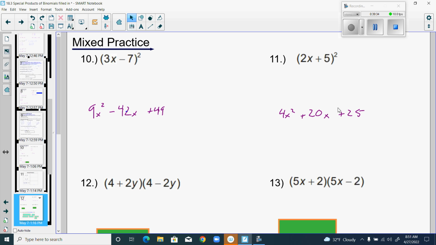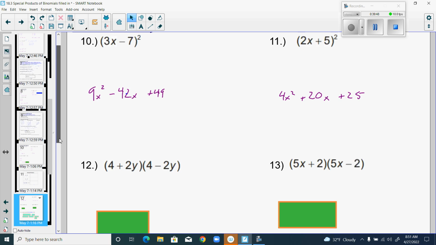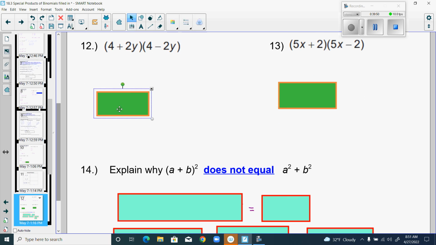Number 12, we should have gotten 16 minus 4y squared. This is two binomials that are the same, but one is being added, one's being subtracted. So we square the first term to get 16, square the last term to get 4y squared, and it's subtracted in the middle. And we have the same exact pattern in number 13. The answer you should have gotten is 25x squared minus 4. All right. So those are the answers you should have gotten at the end here.